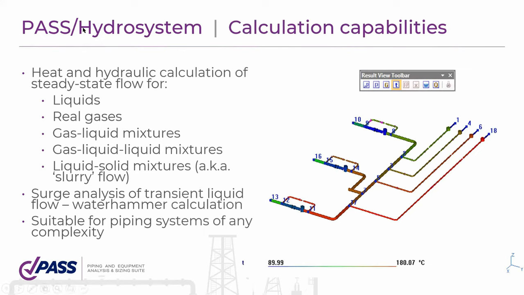First of all, HYDROSYSTEM performs heat and hydraulic calculation of steady state flow for different types of fluids. It can be pure liquids, liquid mixtures, any fluids. It can be gases, pure gases, gas mixtures. It could be gas liquid flow, flashing flow, or frozen gas liquid flow. It can be three-phase flow when you have two unmixed liquids and gas. It also can be a liquid solid mixture, also known as slurry flow, when you have some solid particles inside liquid.